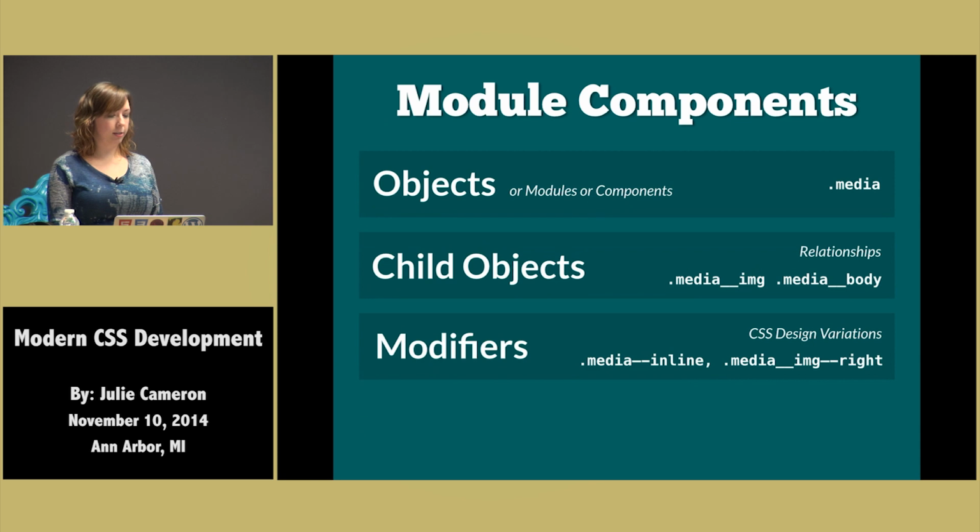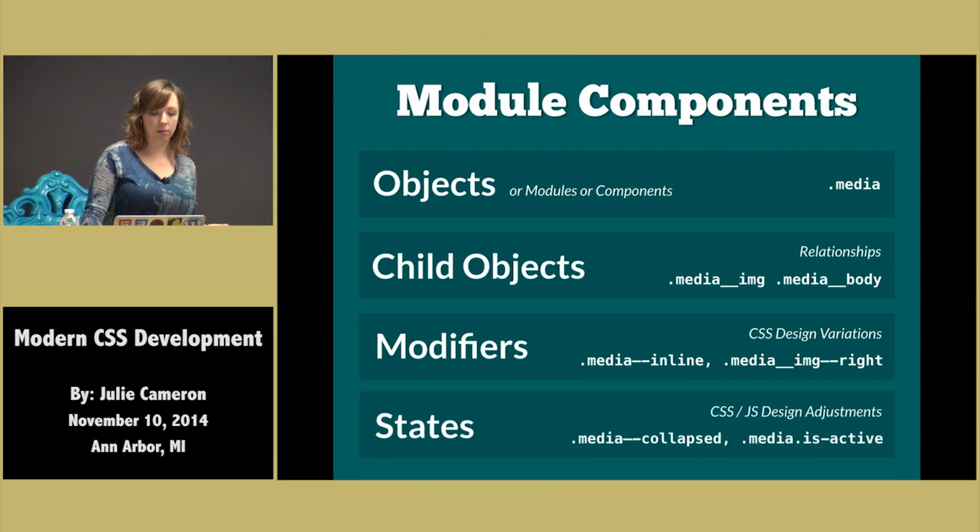Now the third piece is modifiers, and these are like CSS design variations. So things like media inline. Maybe we want our media object to, instead of display block and take up the full width, sit in line with a bunch of other media objects. So I could maybe just apply a media inline class to my media object to have that modification. The same thing goes with child objects. You could just as easily say, well, I want my media image to be on the right side instead of the left side. Those are just design variations of the same object.